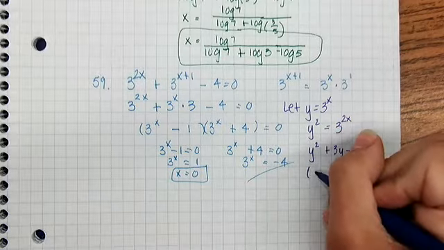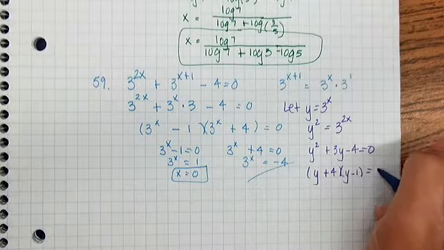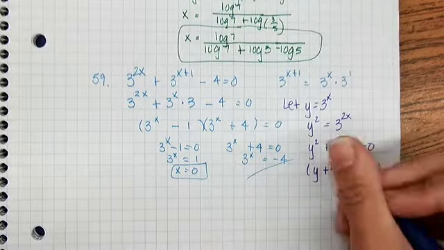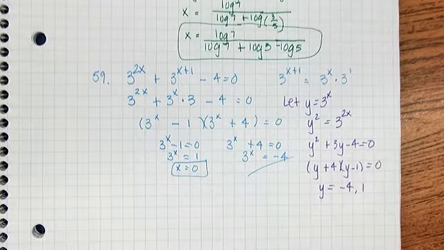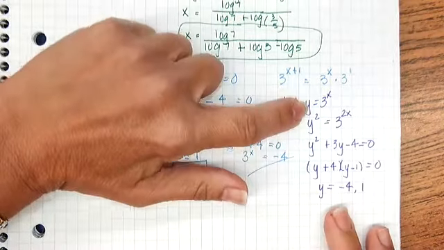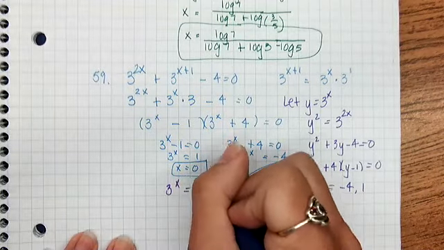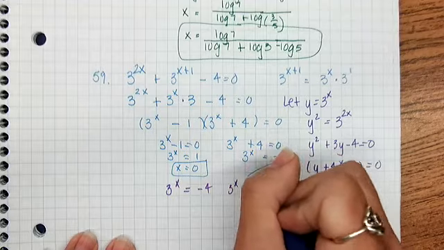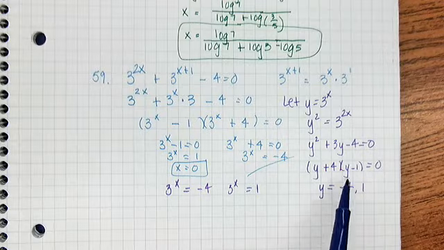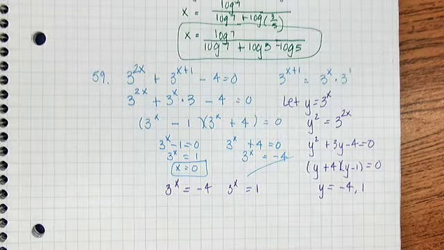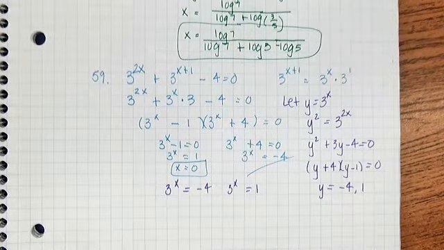This factors as y plus 4, y minus 1. This gives you y equals negative 4 or positive 1. So now I've solved for y, but y is really 3 to the x. So then I would say 3 to the x equals negative 4, 3 to the x equals 1, which you can see I have right here. So it might be easier to do the substitution. Same answer either way. Which way is better? It makes no difference. You should do it whichever way makes most sense to you. Okay, 61.